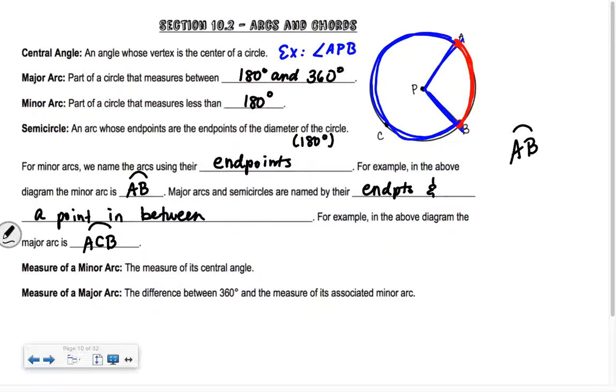So the measure of a minor arc is the measure of its central angle. If I had 50 degrees in here, well, that looks like more than 50. Let's say 100 degrees. Looks like more than 90 degrees. Then this arc is also 100 degrees. And the measure of the major arc is the difference between 360 and the measure of its associated minor arc. So if I have 100 degrees for my red curve, what's the blue curve on the other side? 260. Does that make sense? It's the rest of the circle.